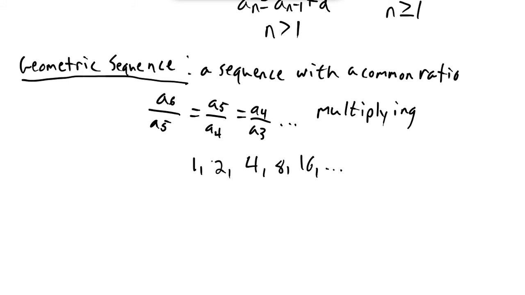What are we doing? To get from 1 to 2, we're multiplying by 2, 2 to 4, multiplying by 2. And what's happening? Well, 16 divided by 8, that's going to give us 2. 8 divided by 4 is going to give us 2. So we're going to have a common ratio.